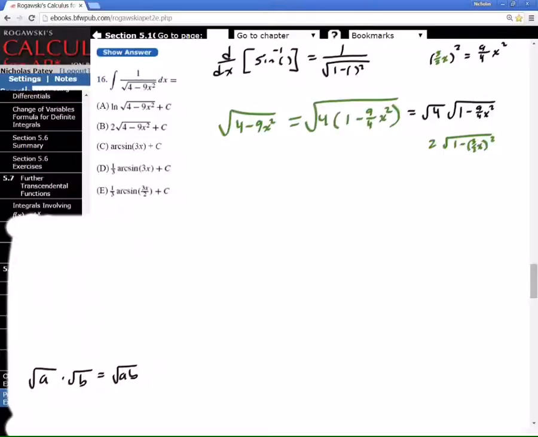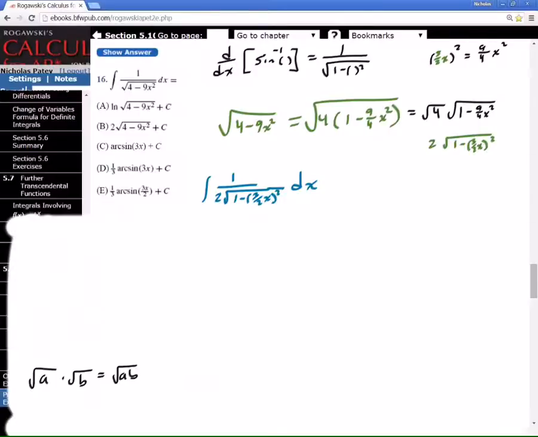Now let's write our integral out and see what that does for us. If I write my integral out, it's going to have this little integral sign that's actually a stretched out s, and we have 1 over, and then we have a 2 out in front, the square root of 1 minus something squared, and that something is 3 over 2x, and I'm going to square that. Okay, and then we have the dx.